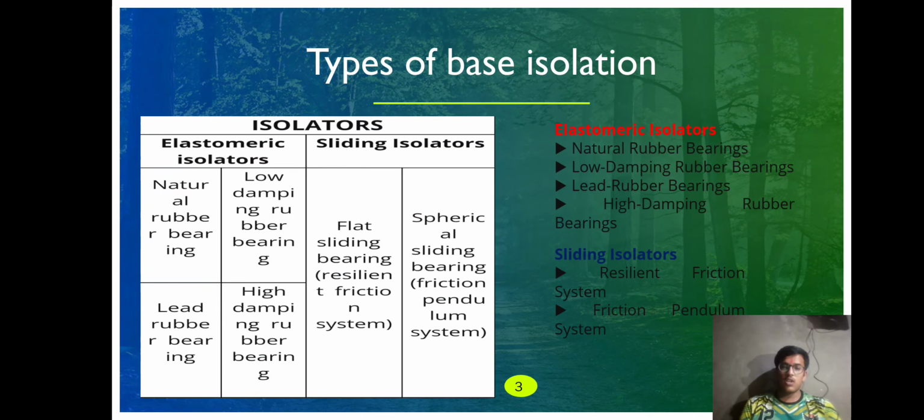And there are two types of base isolation. First one is elastomeric isolation, second one is sliding isolation. This is the flow chart of elastomeric isolation and sliding isolation. First, in elastomeric isolation, there are four types: natural rubber bearing, low damping rubber bearing, lead rubber bearing, high damping rubber bearing. Second one, sliding isolator: resilient friction system, friction pendulum system.